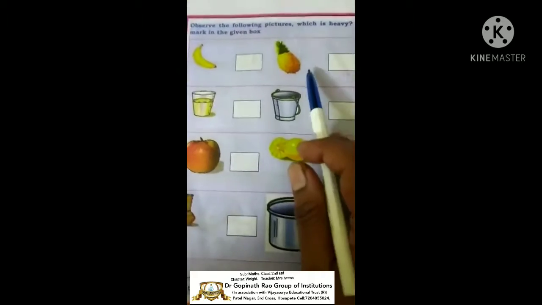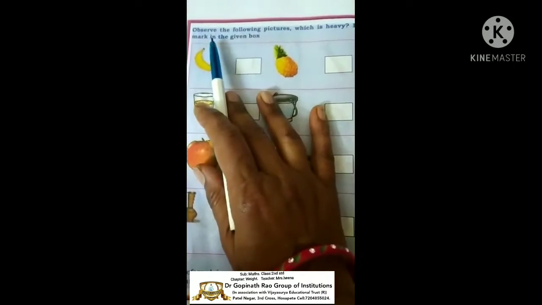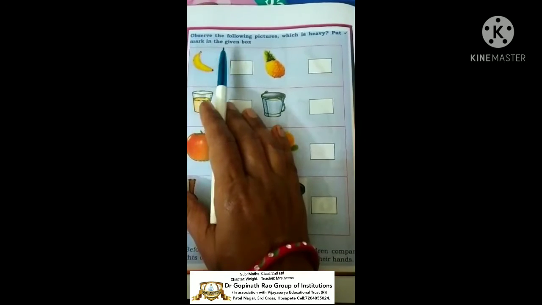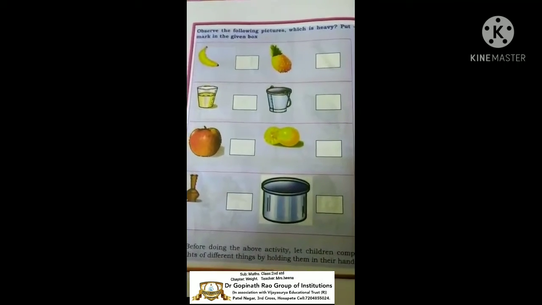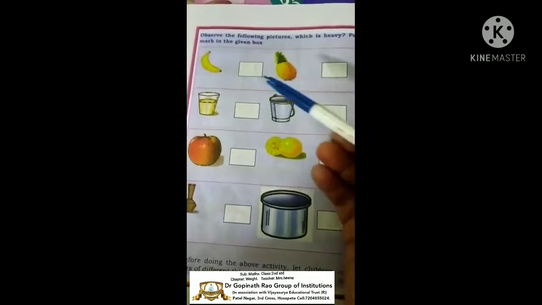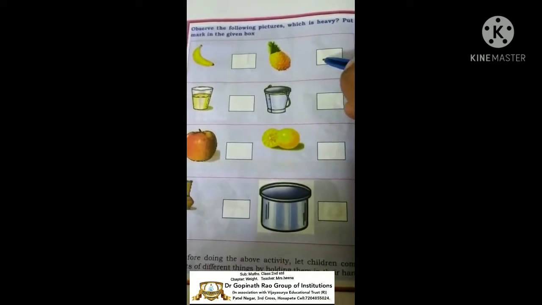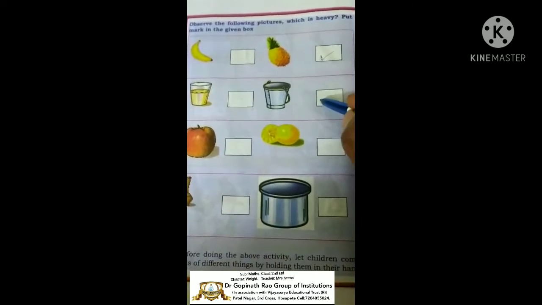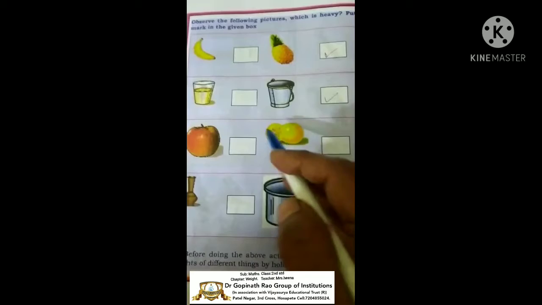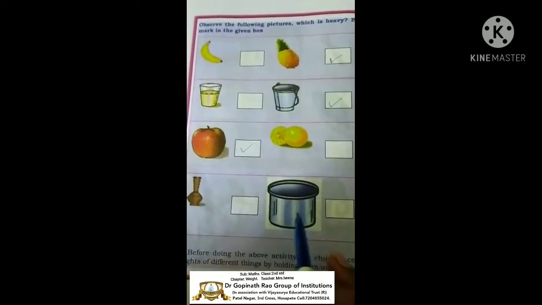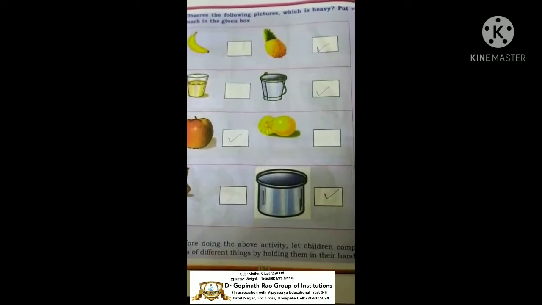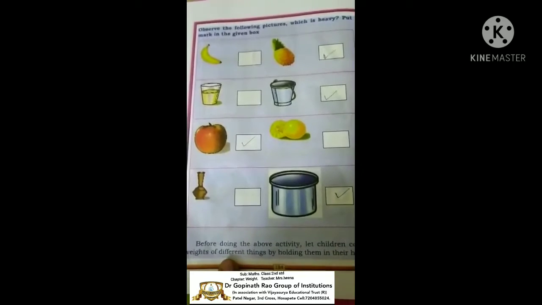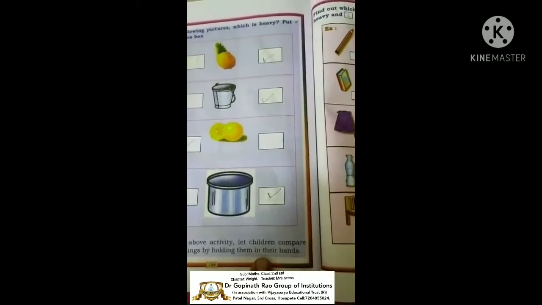Next, heavy and light. Observe the following pictures. Which is heavy? Put a tick mark in the given box. Banana or pineapple: pineapple is heavy. A glass or a bucket of water: bucket. Apple or a lemon: apple. A vase or a tub: this is heavy.